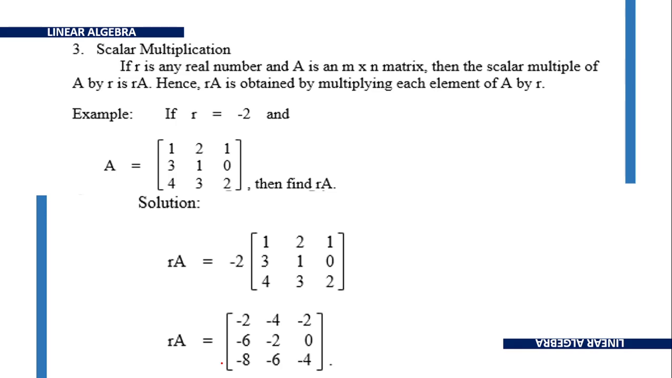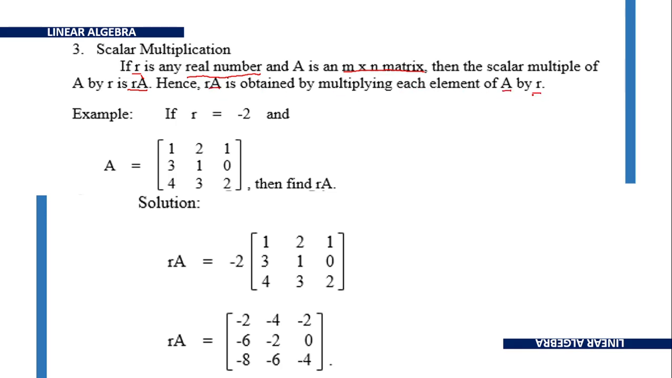Okay? So, sabi sa matrix multiplication, we have this R, which is any real number. So, any real number, kahit anong number, yung ating R, and A is an m by n matrix. Then, sabi daw, yung ating scalar multiplication A by R is RA. Okay? So, ang kailangan lang natin gawin para ma-obtain natin this RA is just multiplying each element of A by R.